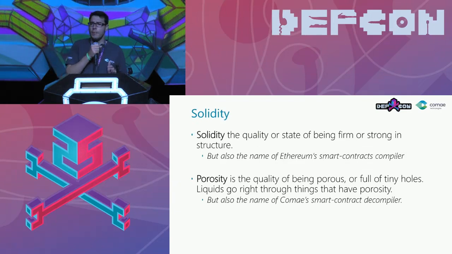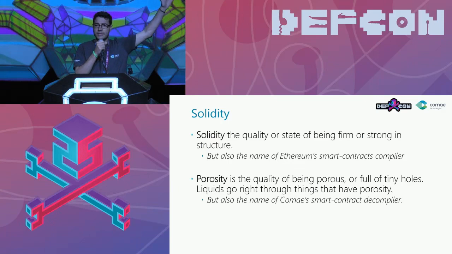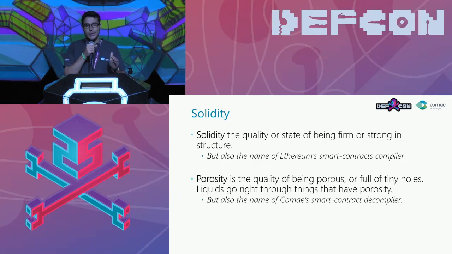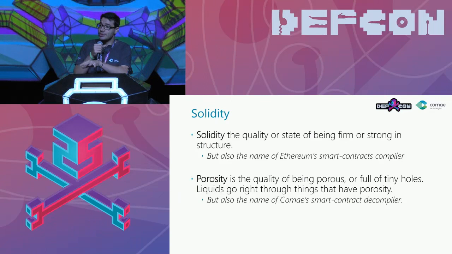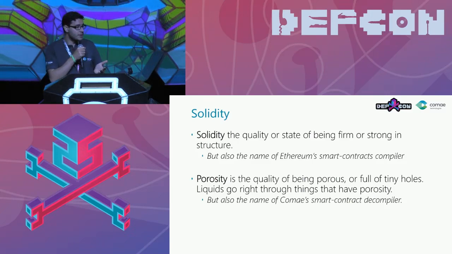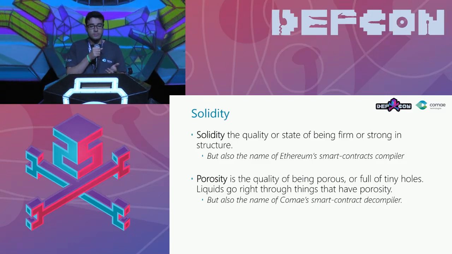So, how many of you are familiar with Solidity? Please raise your hand. Basically, Solidity is the compiler for Ethereum. The way Ethereum works is that smart contracts are executed by a software layer on top of the blockchain. They use a compiler called Solidity, which translates code written in a JavaScript-like format into bytecode. And Porosity is the tool I'm going to be describing today and releasing. If you're familiar with chemistry and physics, it's the exact opposite of solidity, hence the name.